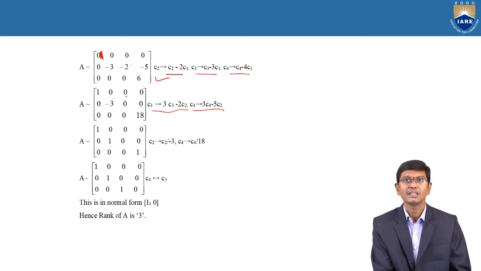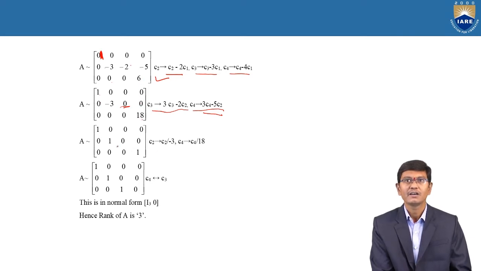But here the C3 we modified, that is, the operation C3 is equal to 3C3 minus 2C2. By applying this operation, this minus 2 is changed to 0. And similarly, by applying the C4 operation, 3C4 minus 5C2, the value minus 5 is equal to 0, and the 6 value is changed to 18 only.